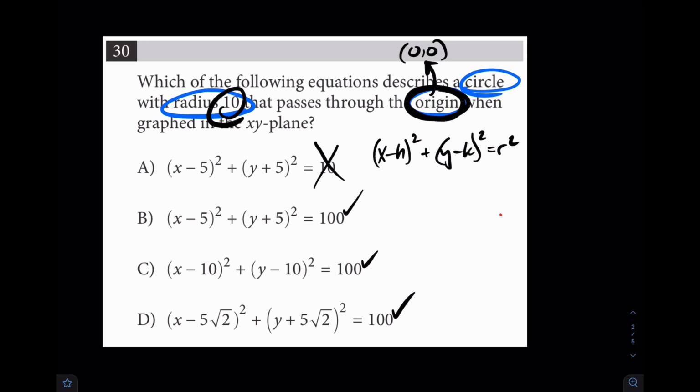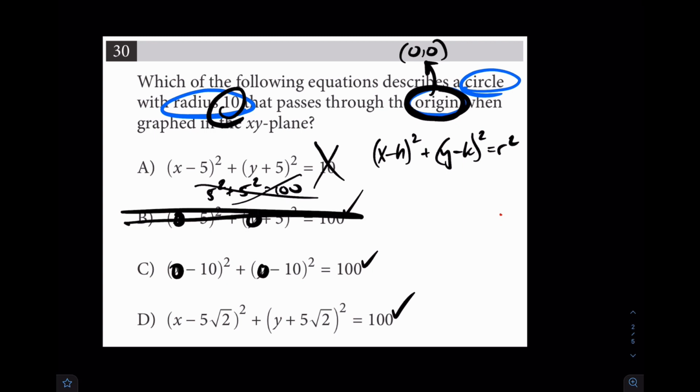Now, what did I just say a few minutes ago? I said origin. If it goes through the origin, that's 0, 0. What's stopping you from just plugging 0 in for x and y? Nothing. So really, that's what you should do. When you plug in 0 and 0 there, you have 5 squared plus 5 squared equals 100. No, that doesn't work. Remember, that's 25 plus 25. That doesn't add up to 100. That's wrong. Let's try C.